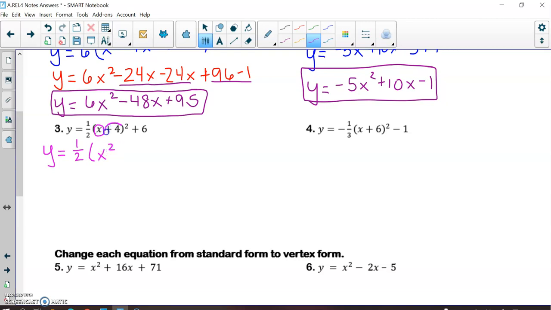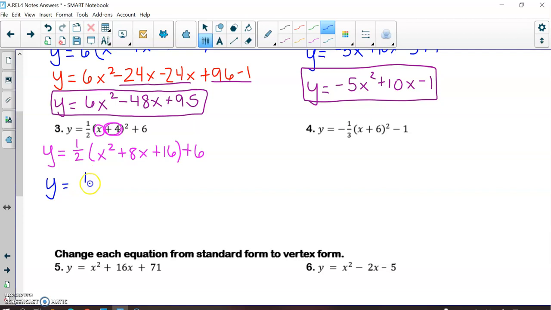I multiply my 2 terms together to get a 4x, and then I multiply that by 2, so that's going to be an 8x. And then I square my last term, which is going to give me a plus 16. And then I have a plus 6 on the outside. Now I'm going to distribute the 1/2 in.